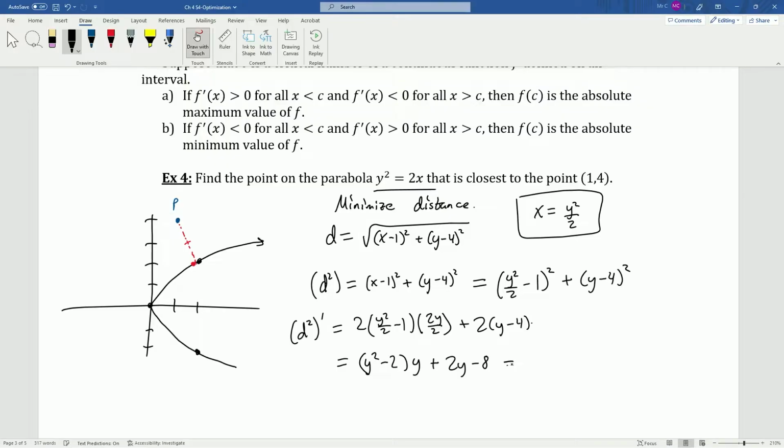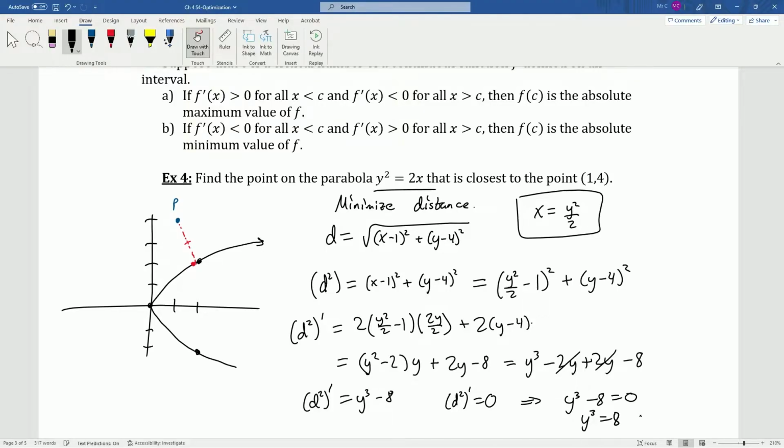And so what does this give us? We get y cubed minus 2y plus 2y minus 8. Those cancel. So I get y cubed minus 8 is the derivative, the distance squared's derivative. Okay, so when is this derivative 0? That implies y cubed minus 8 is 0, and so y cubed equals 8, and so y is plus or minus 2.